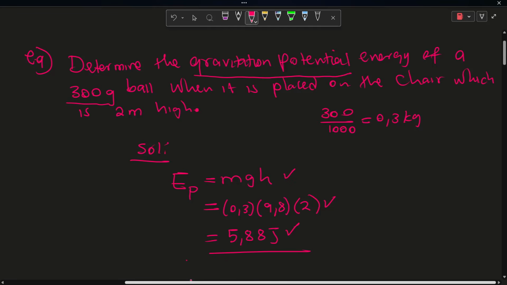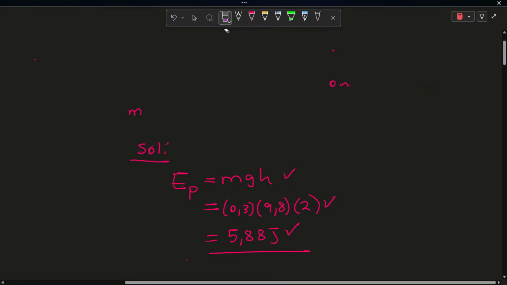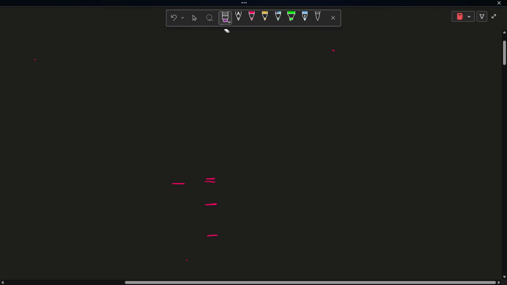If you want to copy, you can pause the video and copy, then you continue. All right. That is the question which relates to the gravitational potential energy. All right, that is good. Okay. Now, let's see what we are having here. Let's talk about the other example. Let me give you another example.